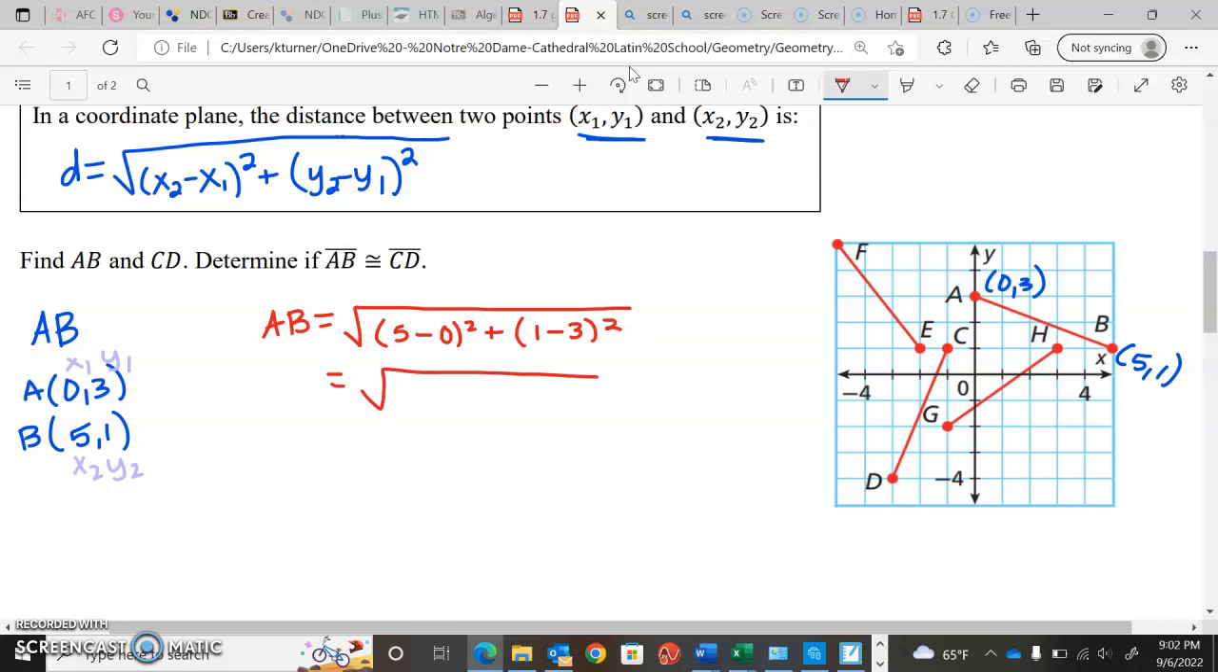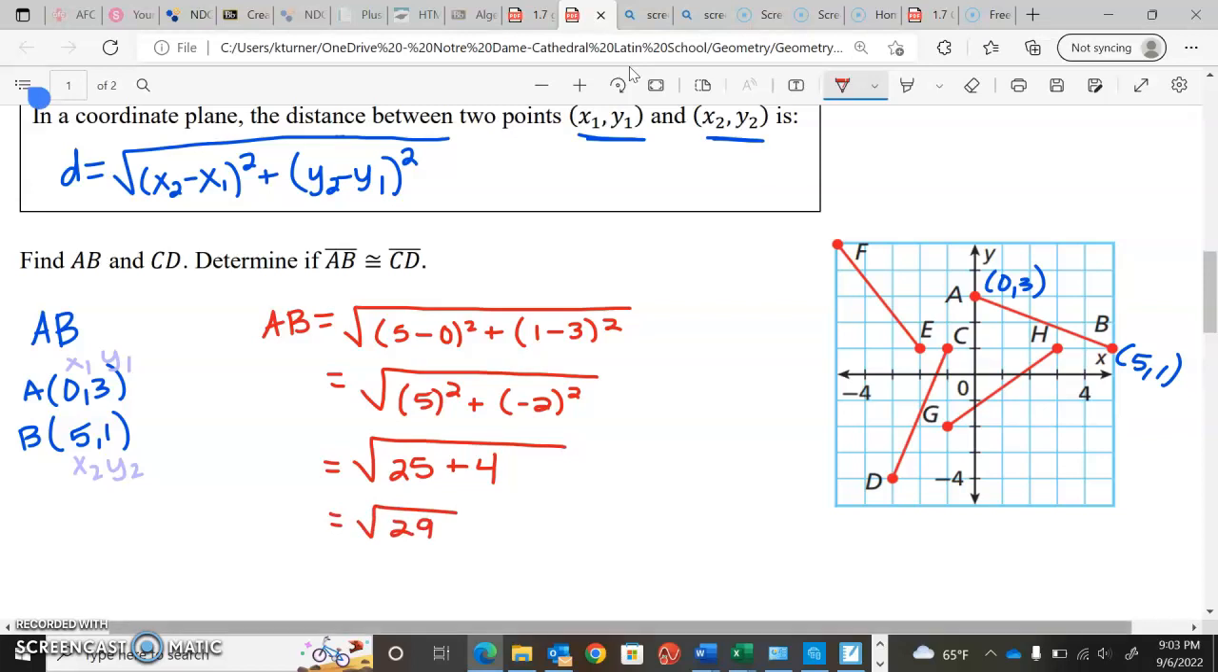And then when you're simplifying, just think about your order of operations. The square root is going to be the very last thing you do. So first work inside and simplify all of this. First do your parentheses. So 5 minus 0 is just 5. And then the second set of parentheses, 1 minus 3 is negative 2. Next are your exponents. Square the 5, you get 25. Square the negative 2, which is 4. And then add those together, you get 29.